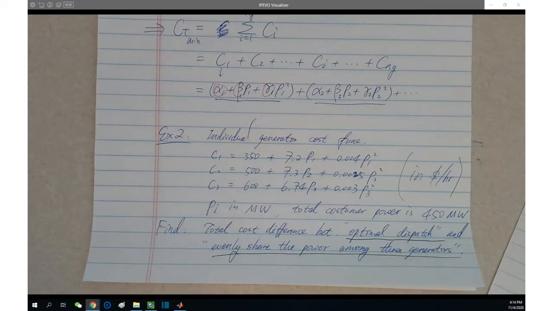So the basic idea is that you're looking for the optimal, or say the minimum, total cost. Then you're looking for the total cost for the second case, which is evenly shared. Then you do a subtraction between the two costs to find the answer. That is the so-called total cost difference.